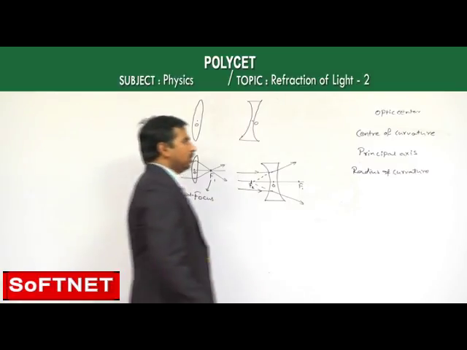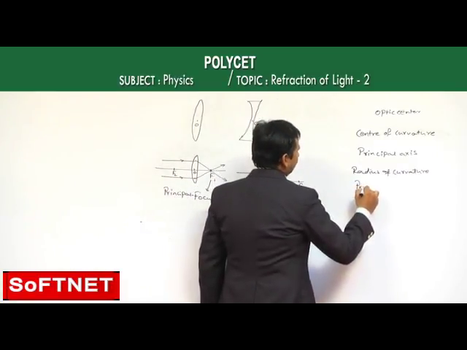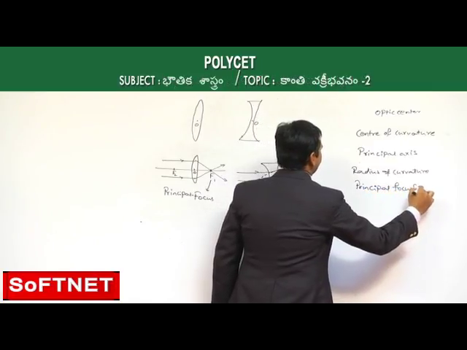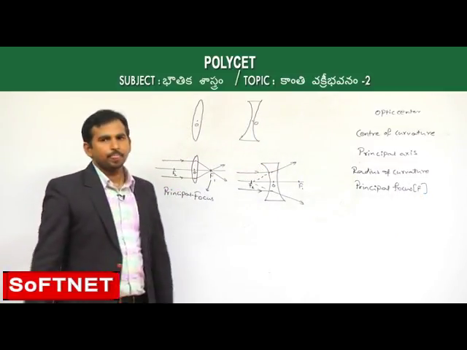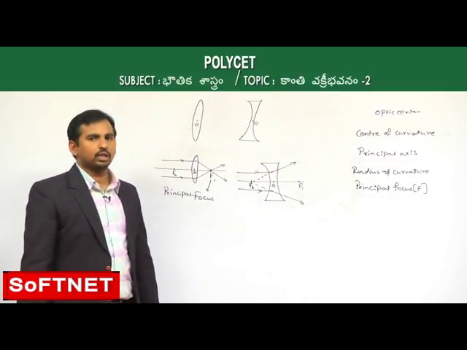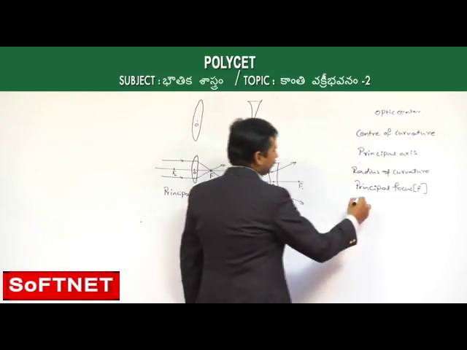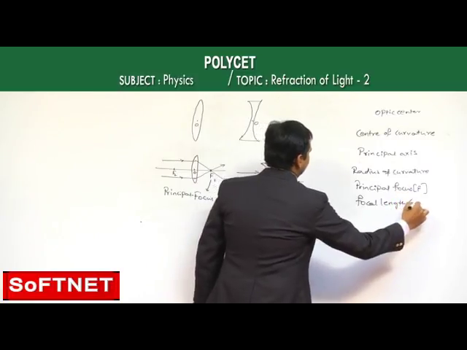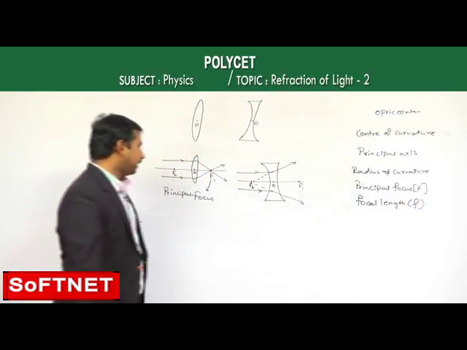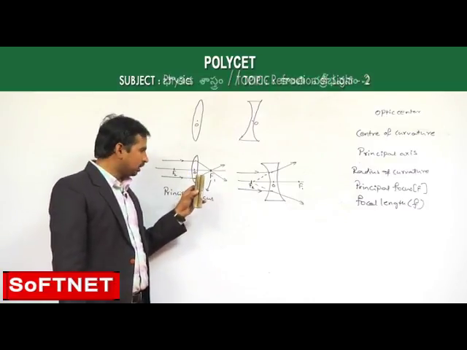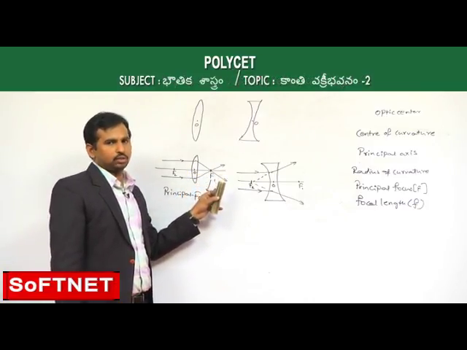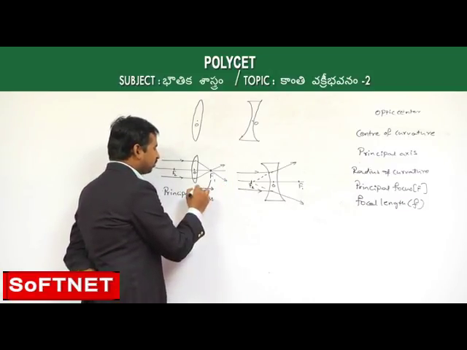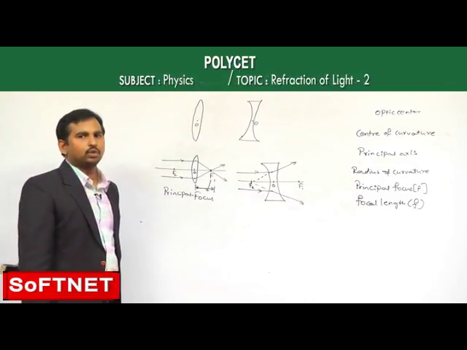This is called the principal focus. The principal focus is represented with F. The next one is the focal length, which is a distance. Focal length, small f, is nothing but the distance between the optic center and the principal focus. The distance between the optic center and the principal focus, we call that the focal length.